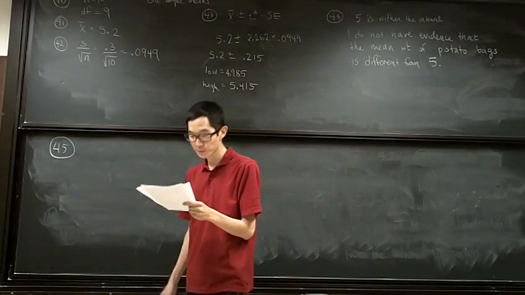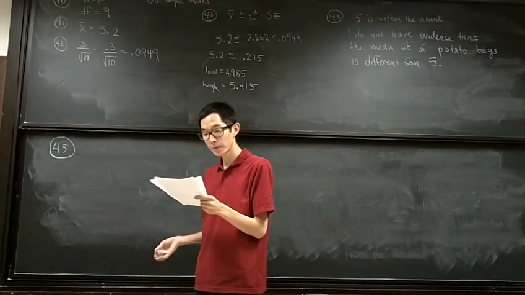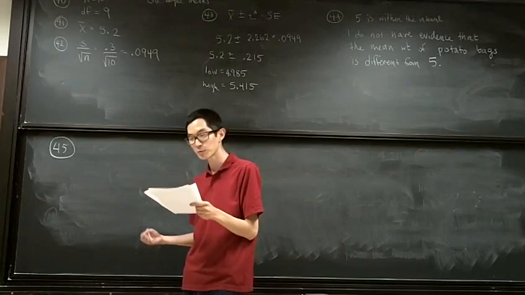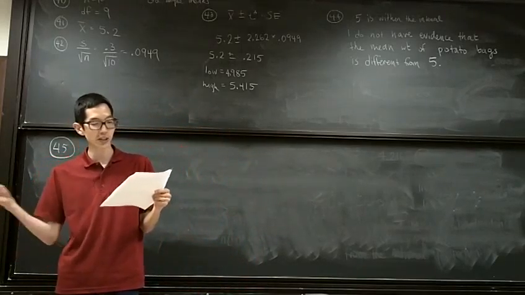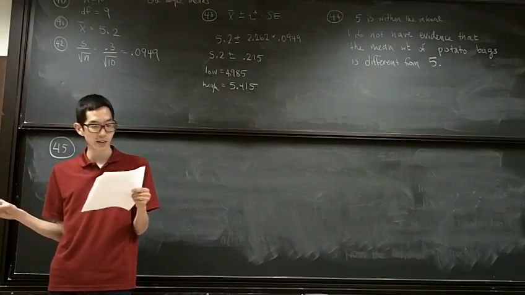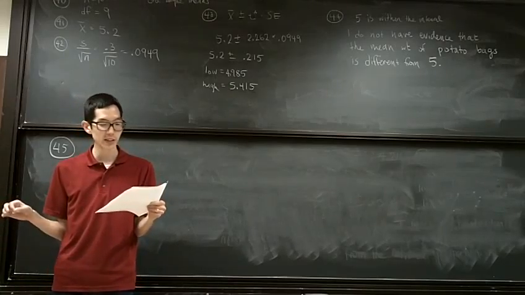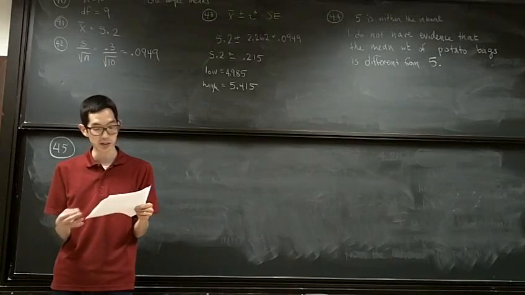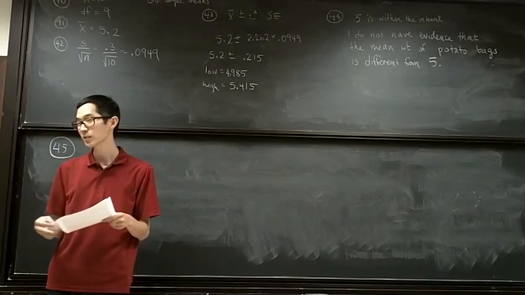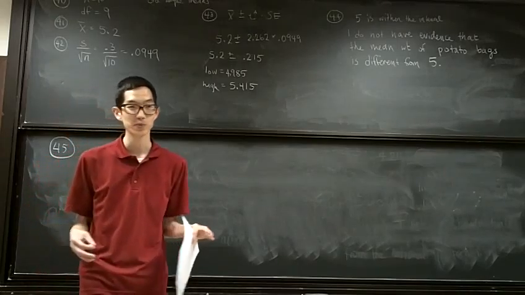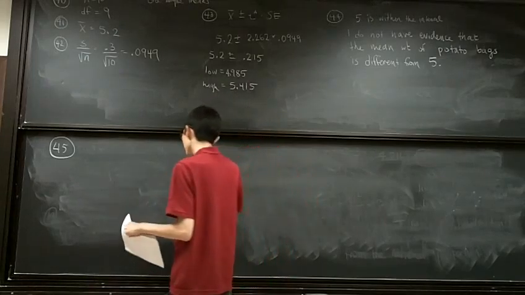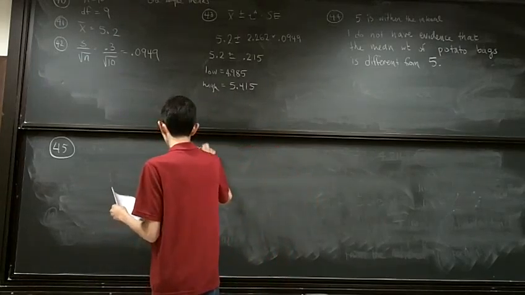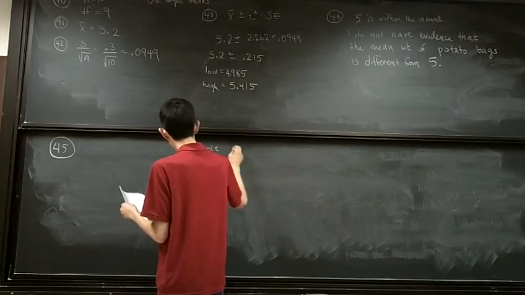A fair die should land showing the number 4 1/6 of the time. You roll a die 100 times and count how many times it lands as number 4, and it lands as the number 4 20 times. Is this evidence that the proportion it lands on 4 is different from 1/6? One sample or two samples? One. Proportions or means? Proportions. One sample proportion. And we're doing a hypothesis test.